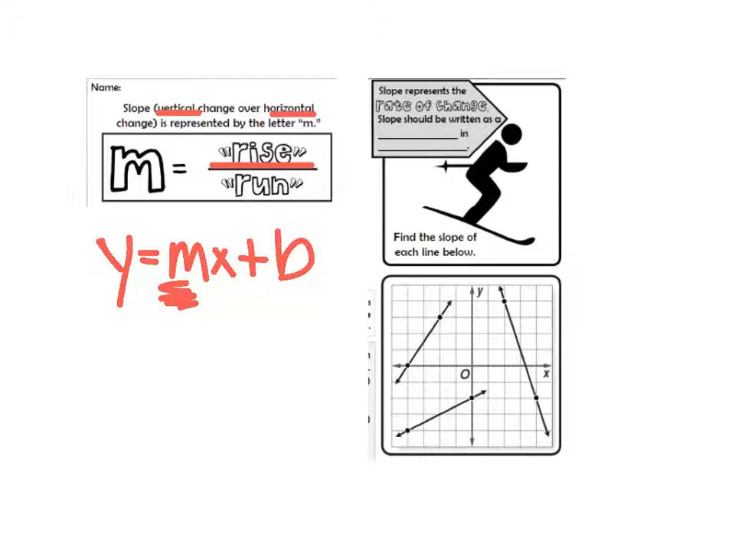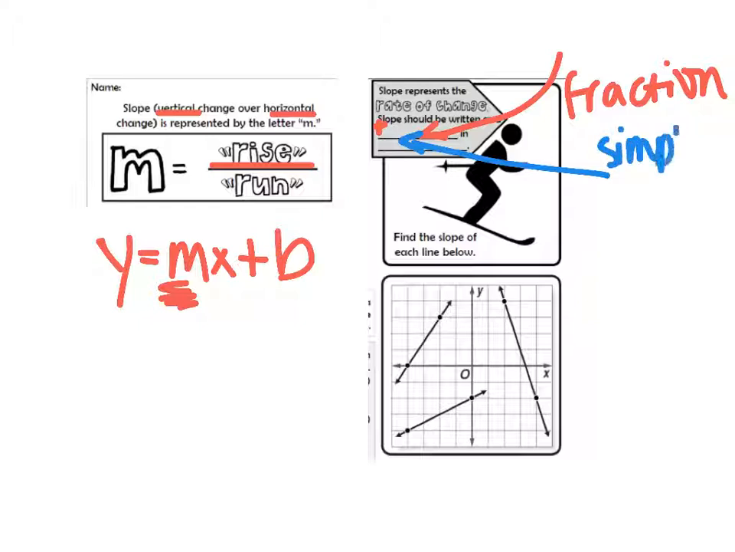Okay, slope represents the rate of change and should be written as a fraction. It should be written as a fraction, and it should be in simplest form. That means to try to reduce. Anytime it divides evenly, you should do that. If it reduces, you should do that.